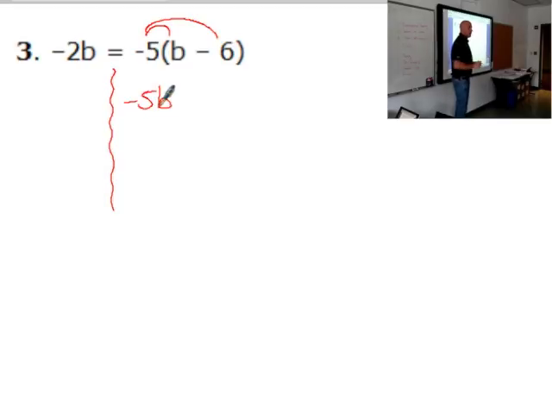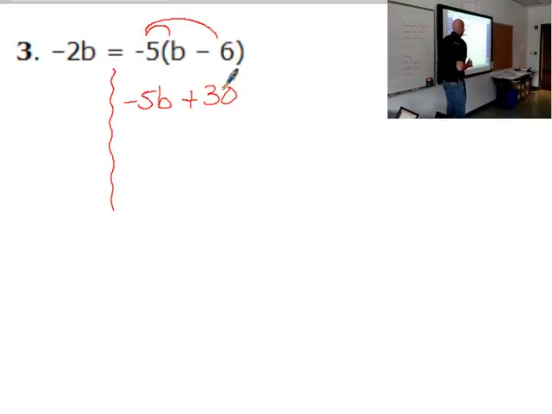And then what's negative 5 times negative 6? Negative 30. Good. Wait, what? Positive. Positive 30. Oh, yeah. I'm in the zombie state too. This is the 8th time I've done this today.